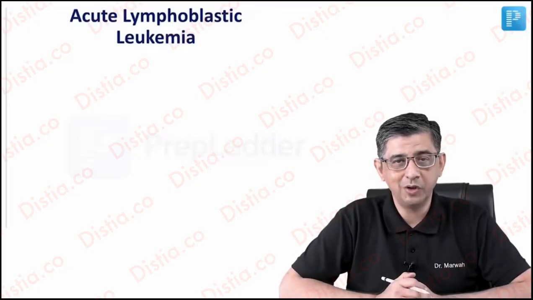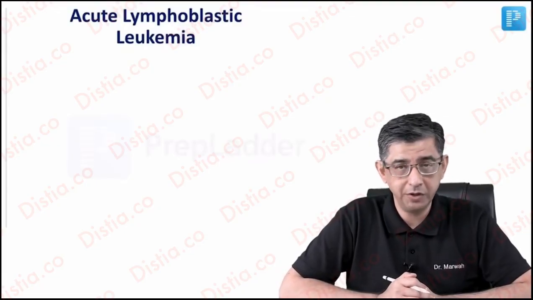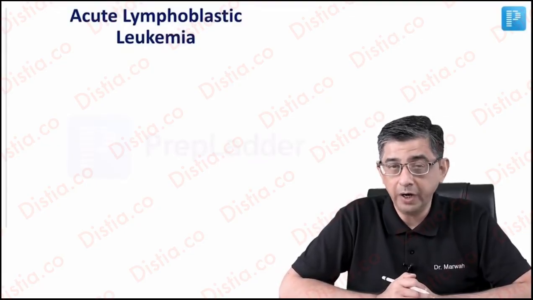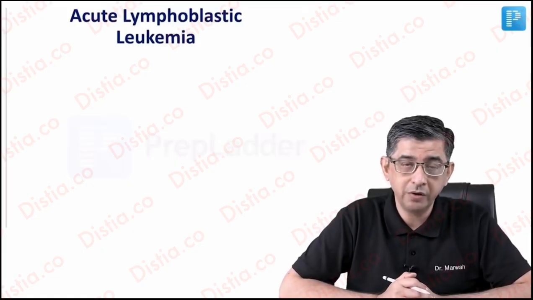Hi guys, welcome back. The topic we're going to study now is acute lymphoblastic leukemia, which happens to be the commonest tumor in children, much ahead of brain tumor and then neuroblastoma. This is also the commonest leukemia in children as well.